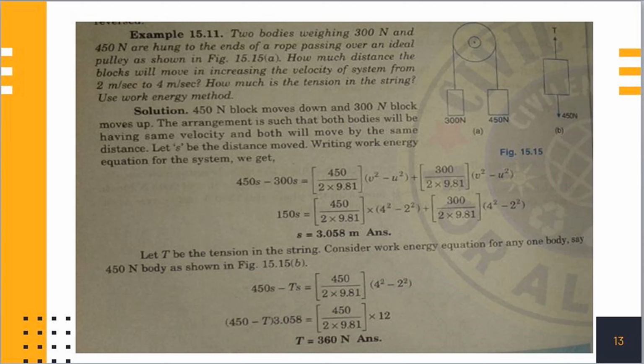Therefore, the answer of this problem: the blocks will move S is equal to 3.058 meter in increasing the velocity of the system from 2 meter per second to 4 meter per second, and tension in the string T is equal to 360 Newton.